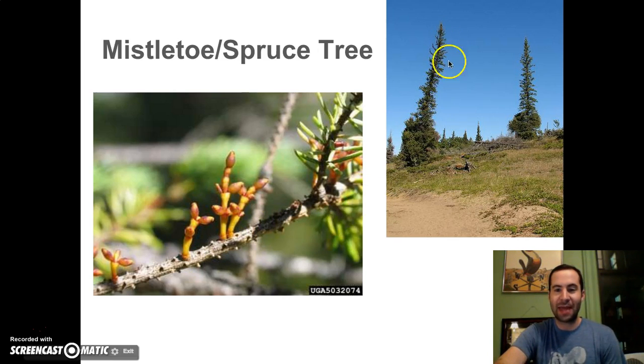And this is what ends up happening. Down here you can see what it's supposed to look like all the way up. But unfortunately, because of the mistletoe sucking the nutrients away from this tree, it's really sparse. So that's one example of parasitism. Which one do you think is the parasite and which one is the host? Good question, right? The mistletoe is the parasite and the spruce tree is the host.